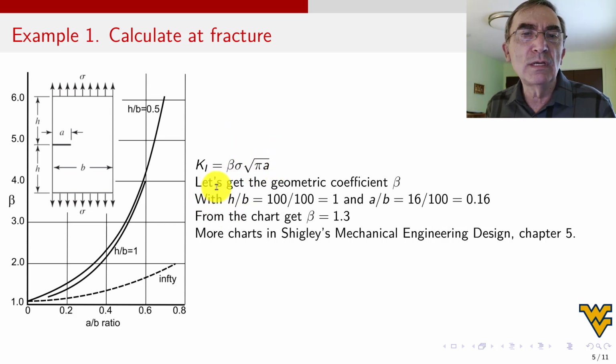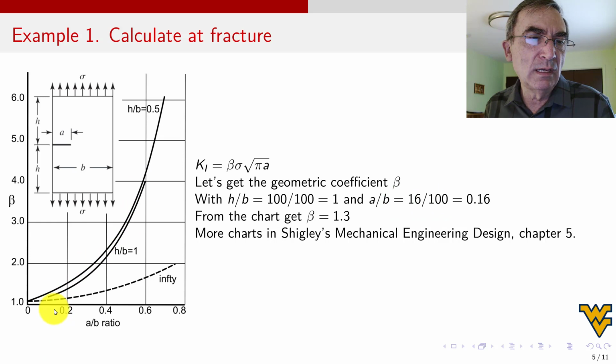So the first thing we do is get the geometric coefficient beta, which we get from this chart, which you have seen before. To do that, we need the a over b ratio and we need the h over b. H is 100, b is 100, so h over b is 1. So we're going to pick this curve. And then a over b will be the crack divided by this, that's 16 over 100, 0.16. So we know we have to take this curve.